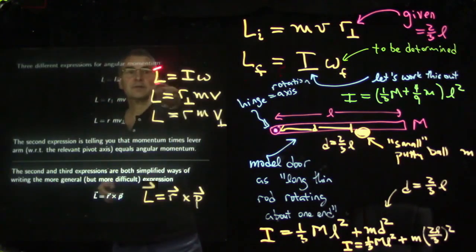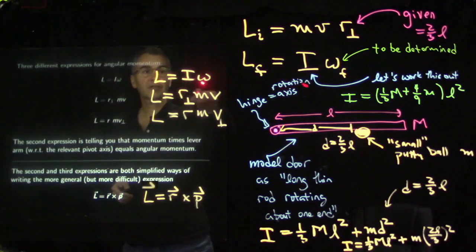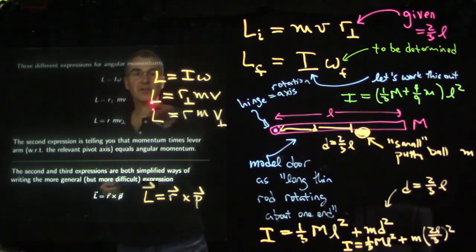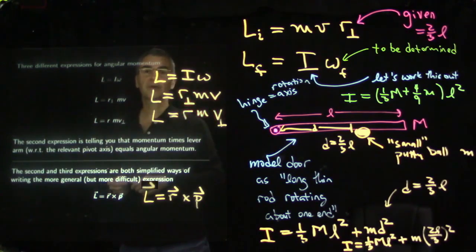So this last problem hints at the fact that we have several different expressions for angular momentum. We can write angular momentum as rotational inertia times rotational velocity, L equals I omega. That's the most familiar example. Or we can say angular momentum is perpendicular distance times mass times speed. That's the one we used over here. It's basically lever arm times momentum. Or actually, there's an alternative: we could take the distance times the mass times the perpendicular component of velocity.